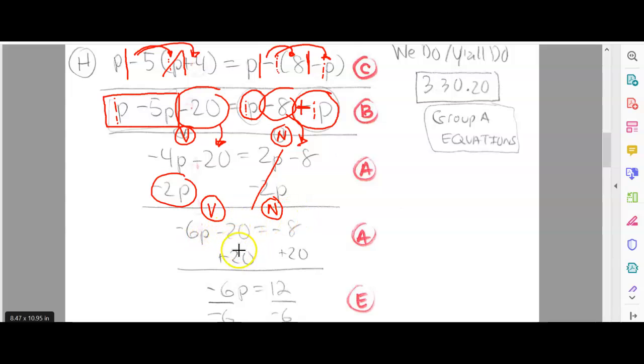So let's get these numbers cleared from the left-hand side. So I have 20 negatives. I need 20 positives on the number line to get me to 0. Or 20 minus 20 gives you 0. So what I did on one side, positive 20 over there, I do the same over here. 8 negatives, 20 positives, 12 positives. Or 20 minus 8, 12. Okay, and so we go down here and I have negative 6P equals 12.